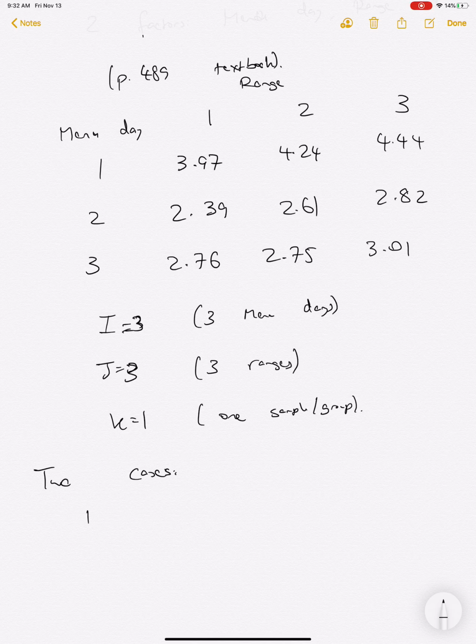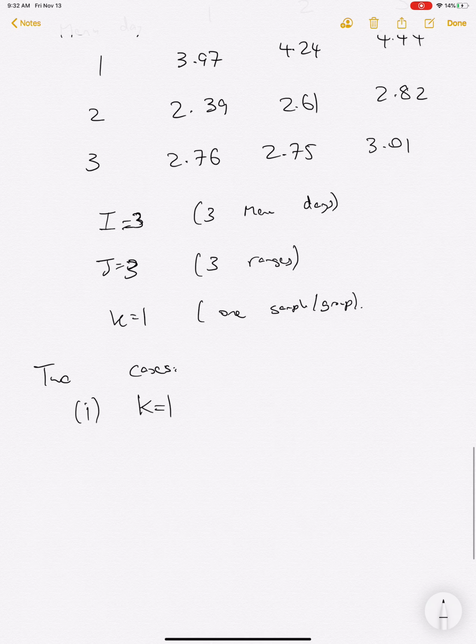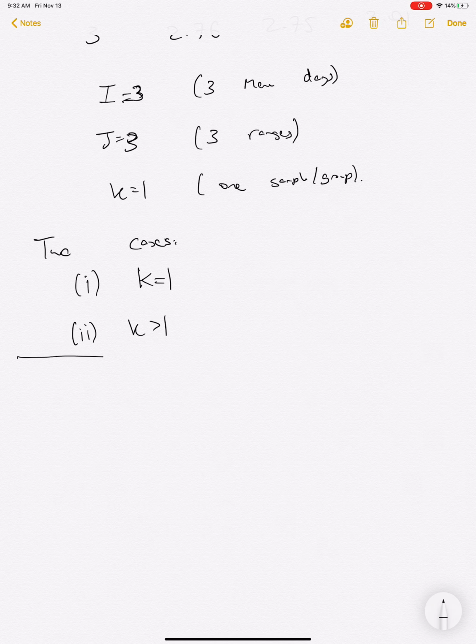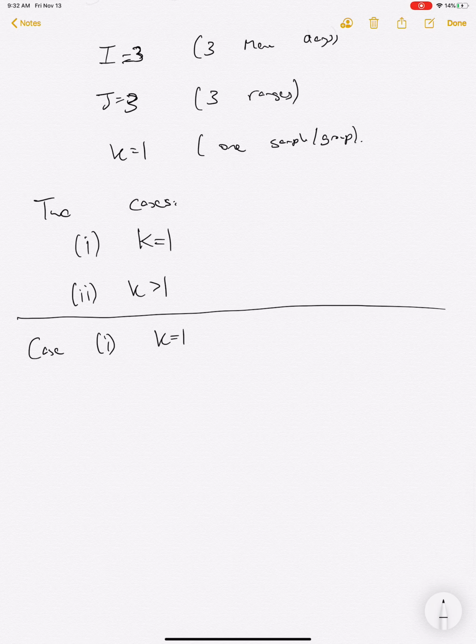The first case is K equals 1, and so that's like the example that we're seeing here. And the second case is K greater than 1, because we can actually try to estimate a little bit more if K is bigger than 1. In particular, we can look at an interaction effect, which is not possible for K equals 1. And we'll see why that's the case. So I'm going to first look at the first case. In some ways it's easier. So case 1, K equals 1. So we just have one sample within each of the groups.